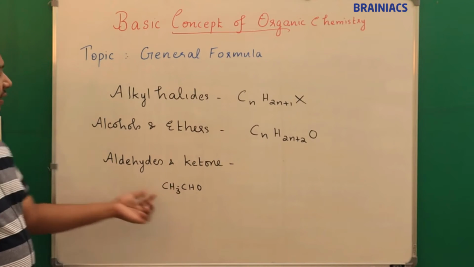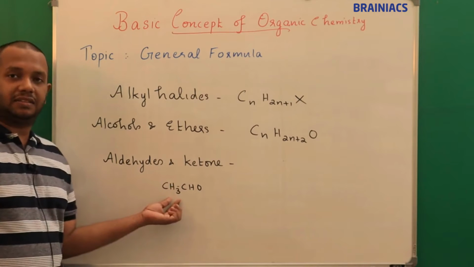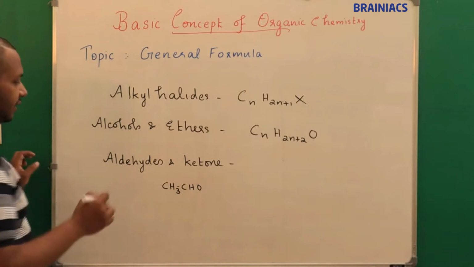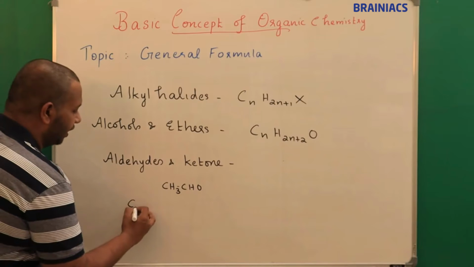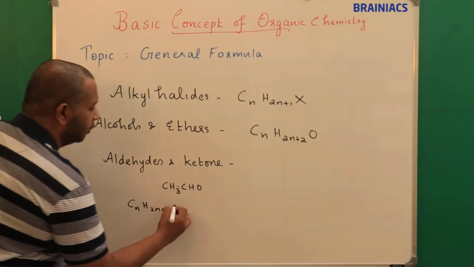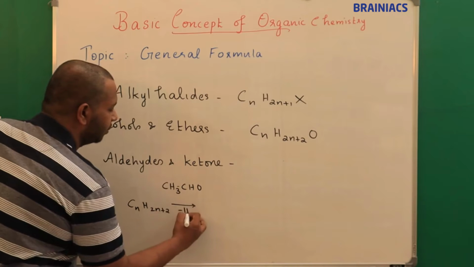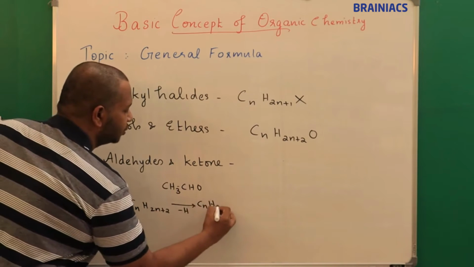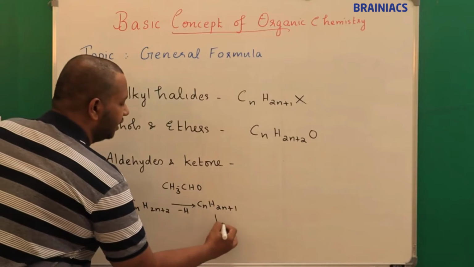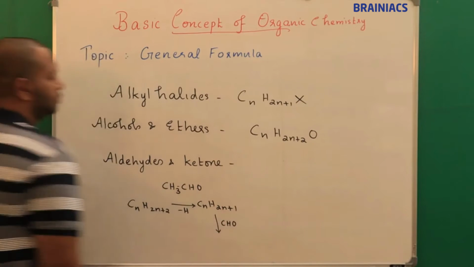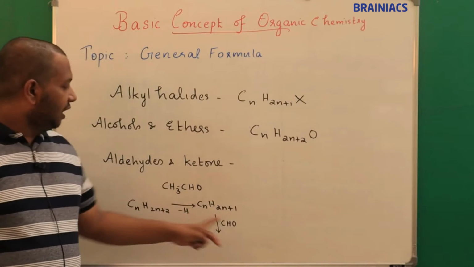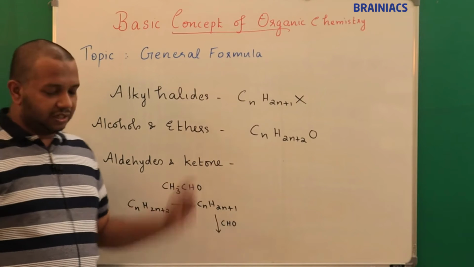So again I can say from the alkane CH3, one H is replaced and a CHO group is introduced. We can think like that. So we can say CnH2n+2. From that one hydrogen is removed, so that becomes CnH2n+1. Into this you are adding CHO. Correct? So we can say carbon has increased, hydrogen has increased and oxygen has come.